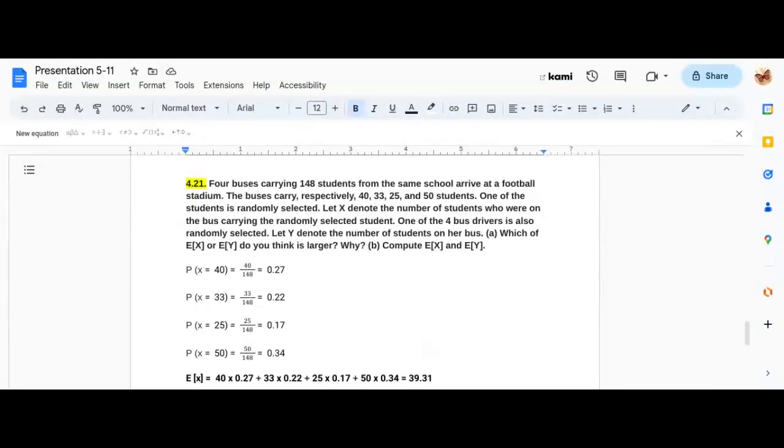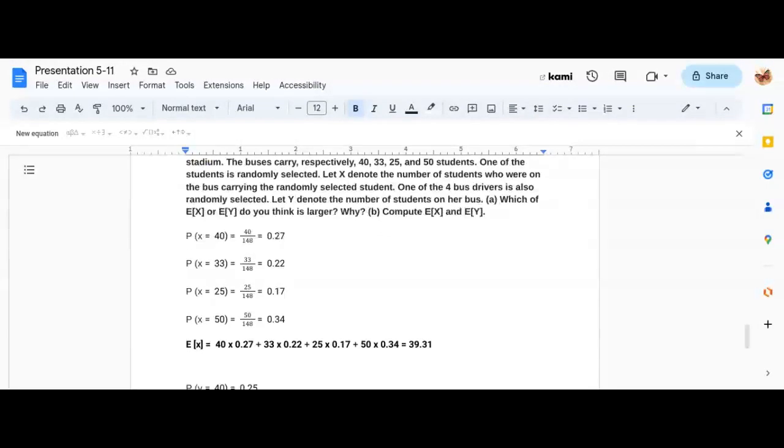And then 4.21: four buses carrying 148 students from the same school arrive at a football stadium. The buses carry respectively 40, 33, 25, and 50 students. One of the students is randomly selected. Let X denote the number of students who were on the bus carrying the randomly selected student. One of the four bus drivers is also randomly selected. Let Y denote the number of students on her bus. A, which of the expected value of X or expected value of Y do you think is larger? Y. And part B is compute the expected value of X and expected value of Y.